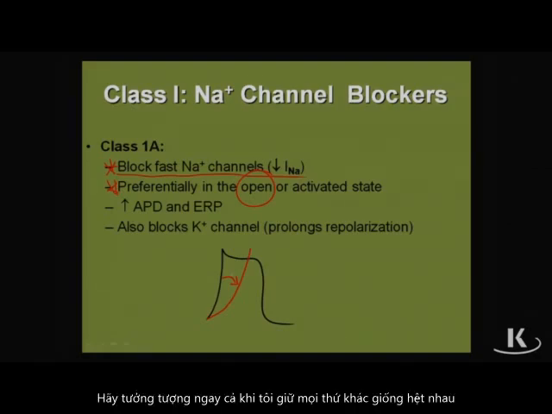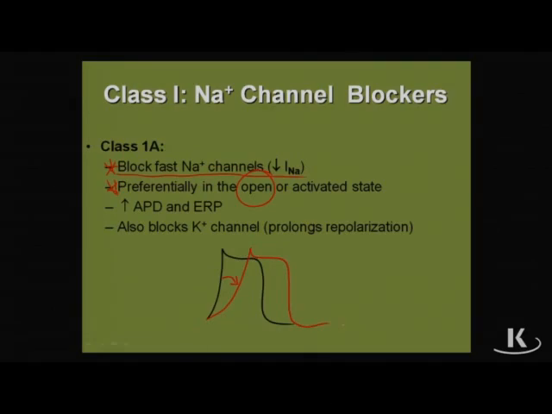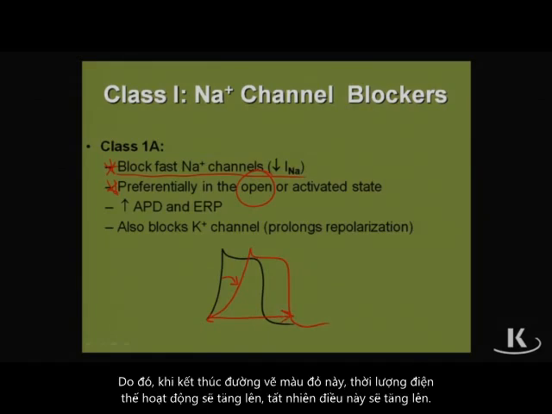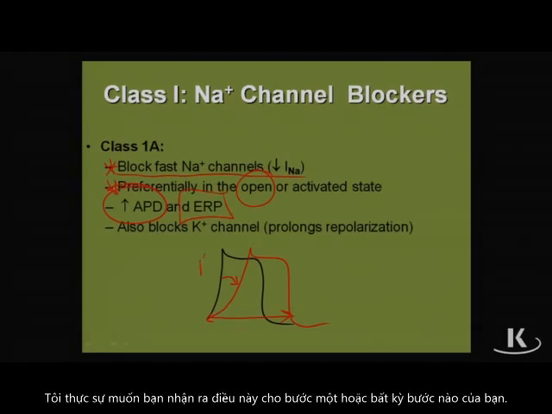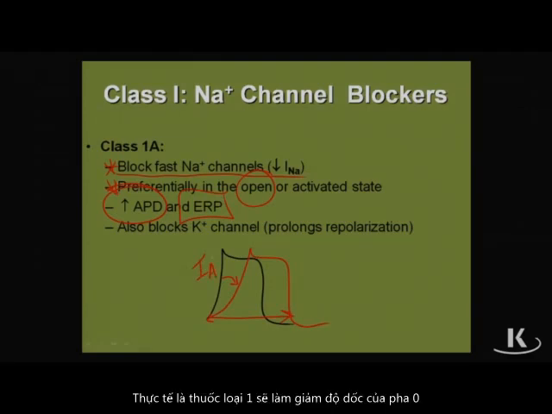Imagine, even if I kept everything else exactly the same. Well, now what did I do? I started my action potential right there, finished it towards the end of this red tracing, therefore increased action potential duration, which of course will have increased effective refractoriness. I really want you to recognize this for your step 1 or any step really. The fact is a class 1A drug would decrease the slope of phase 0.